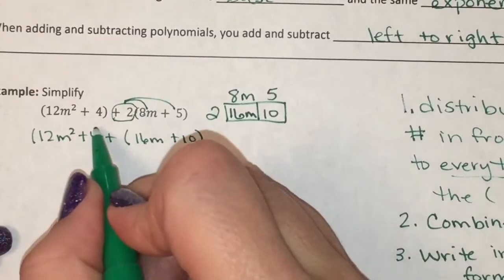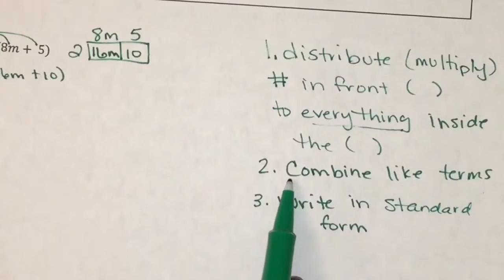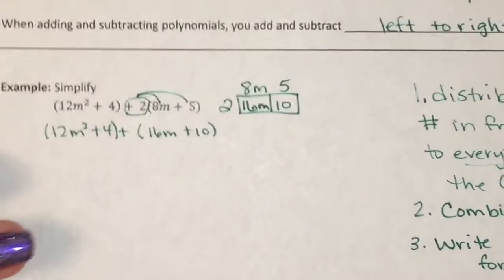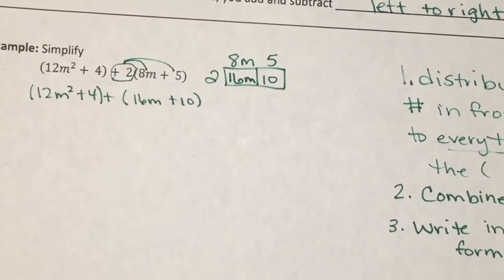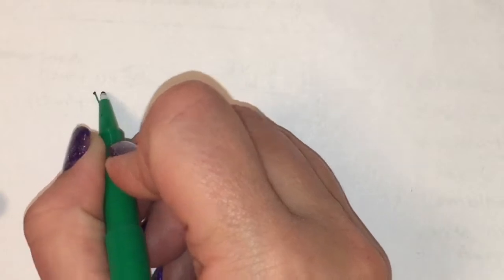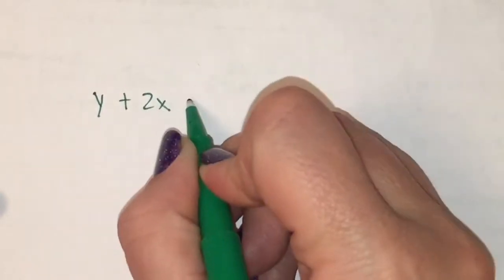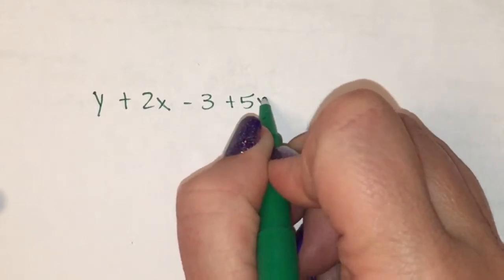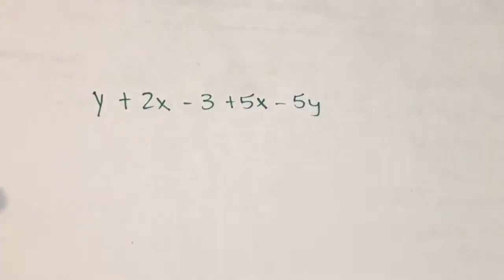Now the second thing would be to combine like terms. So do you remember last semester, where's my little sheet here? So last semester when we had, let me remember, so let's say we did y plus 2x minus 3 plus 5x minus 5y, something like that.